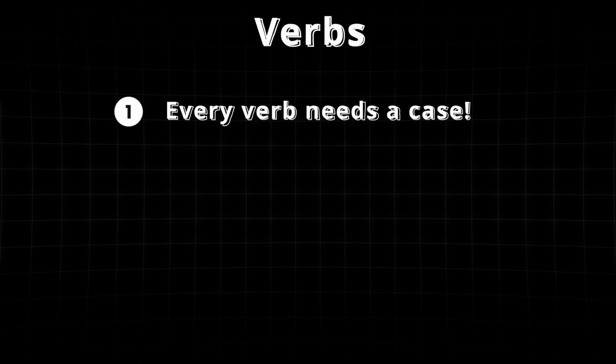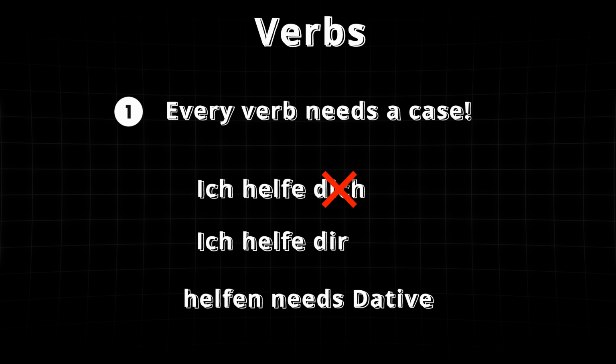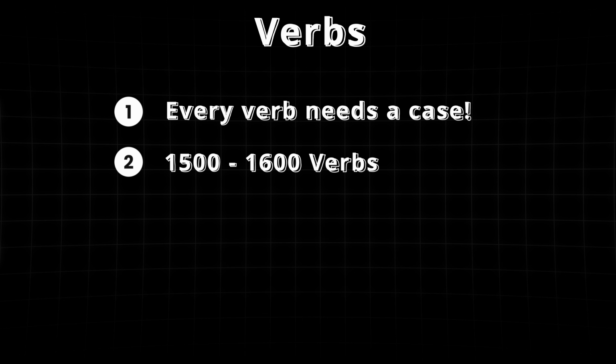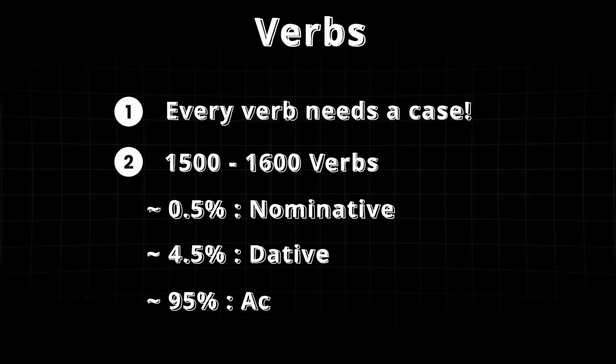That means looking at the verb, we can figure out the case. For example, you cannot say "ich helfe dich." It sounds painful. It must be "ich helfe dir" because the verb helfen demands dative. An average German uses about 1500 to 1600 verbs, among which nominative is only 0.5% and dative is 4.5% and a whopping 95% is accusative. This is good news. If you are guessing, guess accusative.